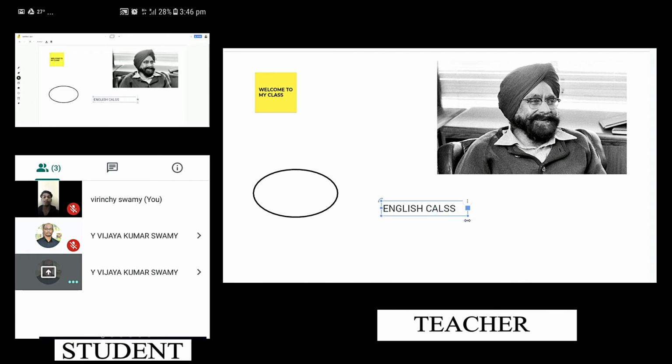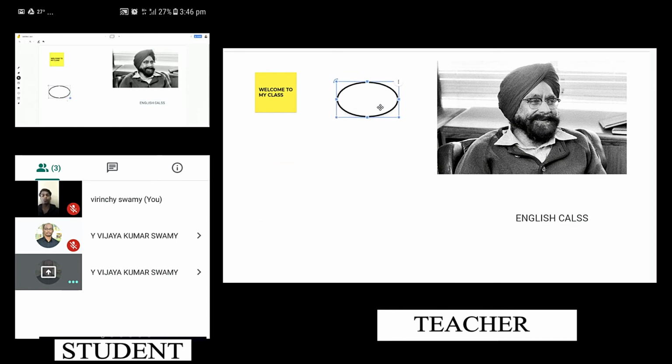So students can see here, you can see how fast this Google Jamboard is working. If you are using Google Jamboard on a mobile phone, you can draw also, you can draw circles, you can draw squares. There are so many options available on a mobile phone. If you are using a digital pen, then it will be easy to draw the pictures also.